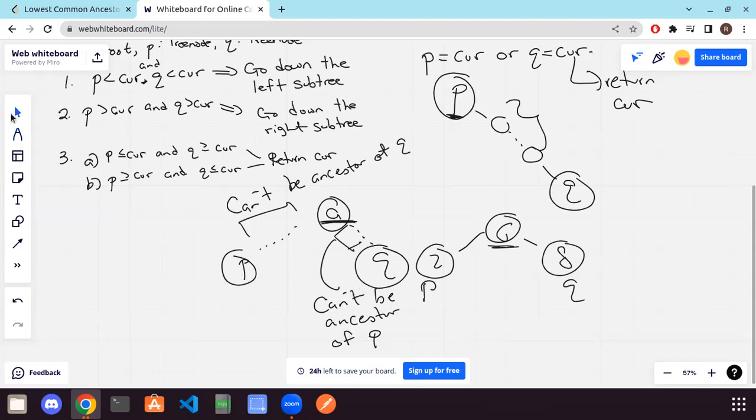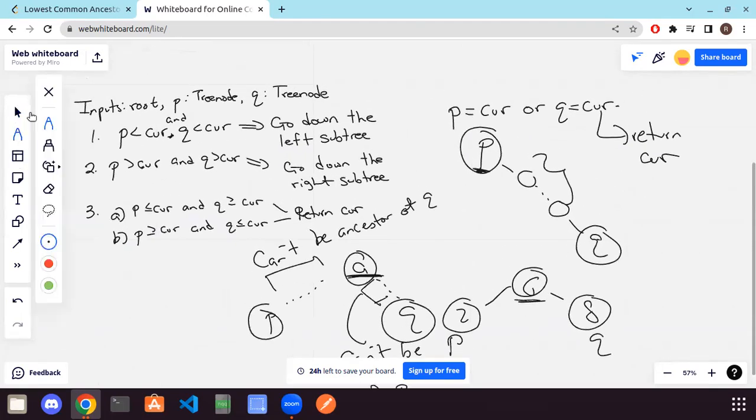So let me reiterate the three different scenarios. The first scenario is that both P and Q are less than cur, and in that case, we just go down the left subtree. In the second case, when both P and Q are greater than cur, we just go down the right subtree. In both instances, it's because of how a binary search tree works, right? If both P and Q are less than cur, we know that they must both occur on the left side of cur. Similarly, if both are greater than cur, they must both occur in the right subtree of cur.